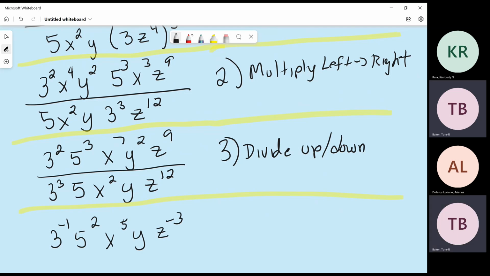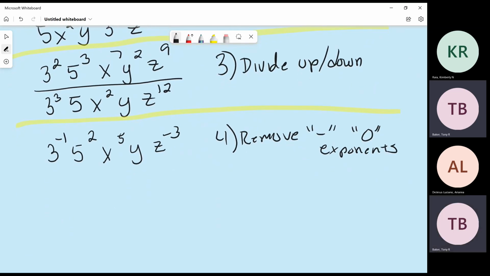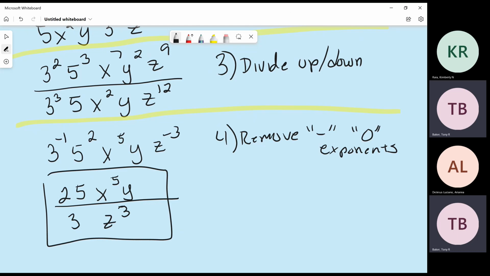See, the problem is getting smaller. Now I only have one of everything. And we're only one step to go. The last thing I'm going to deal with is removing any negative exponents and zeros. So at this point, I put my fraction: the 3 is going to go down the bottom. 5 squared is 25. X stays up top, y stays up top, and z goes down the bottom. And that's my answer.